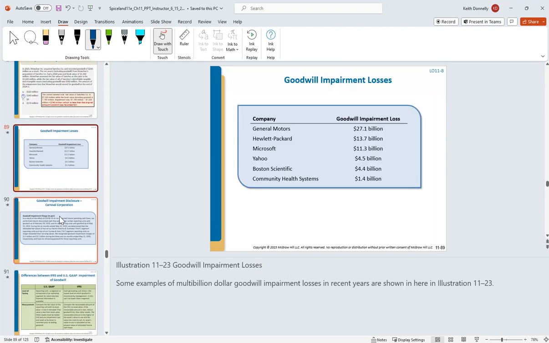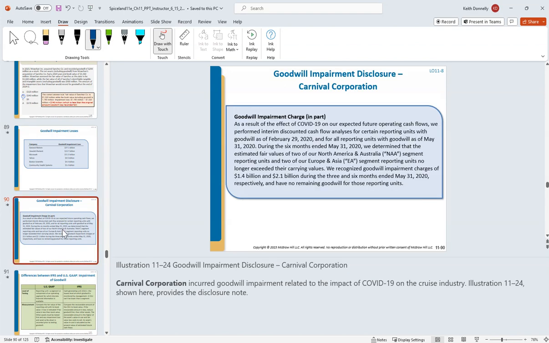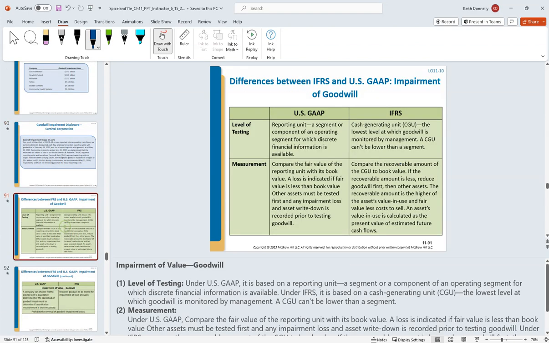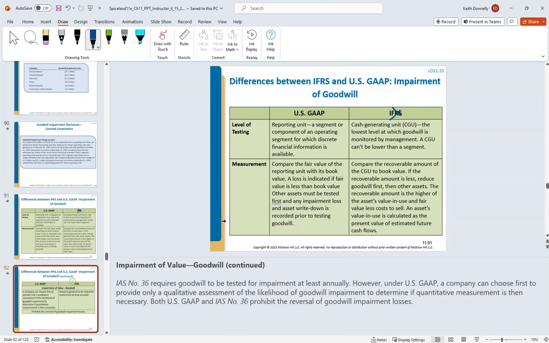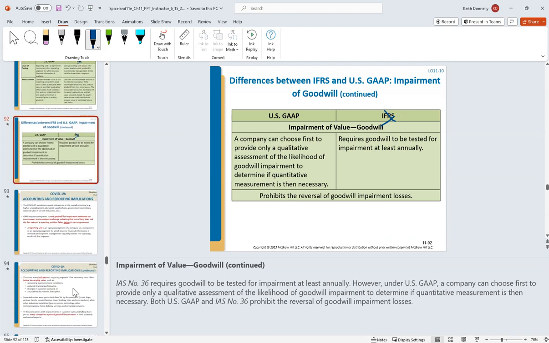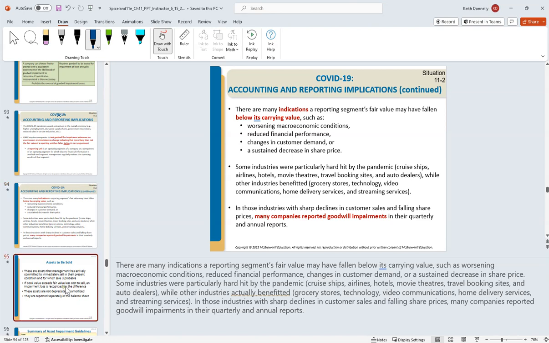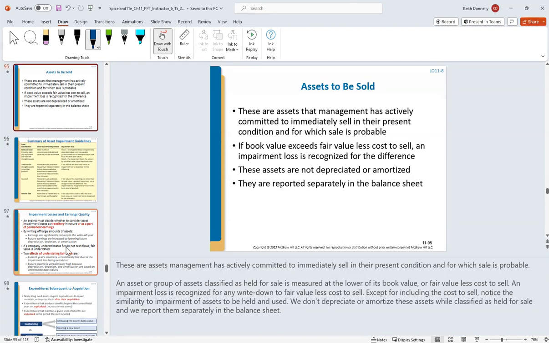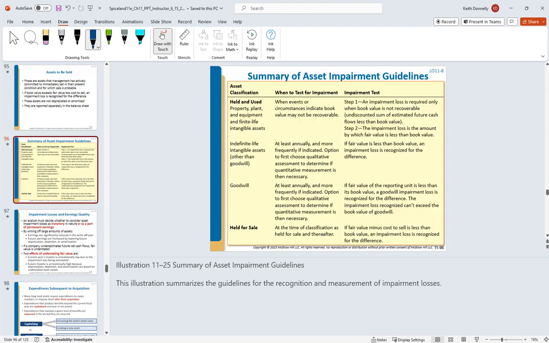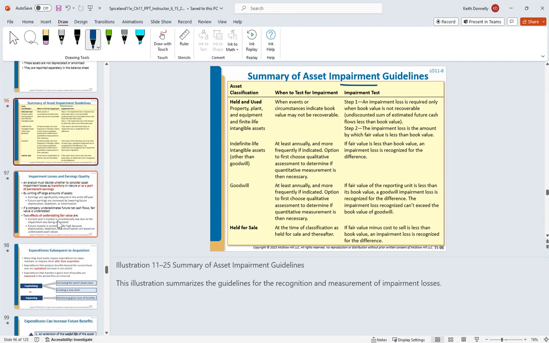MCQ you can look at. This is just saying, be aware some companies have done this. They would put a footnote in there. Don't worry about IFRS stuff on there. Don't worry about COVID stuff on there. And then this assets to be sold, you can look through this. There's kind of a summary with all of that impairment on there.